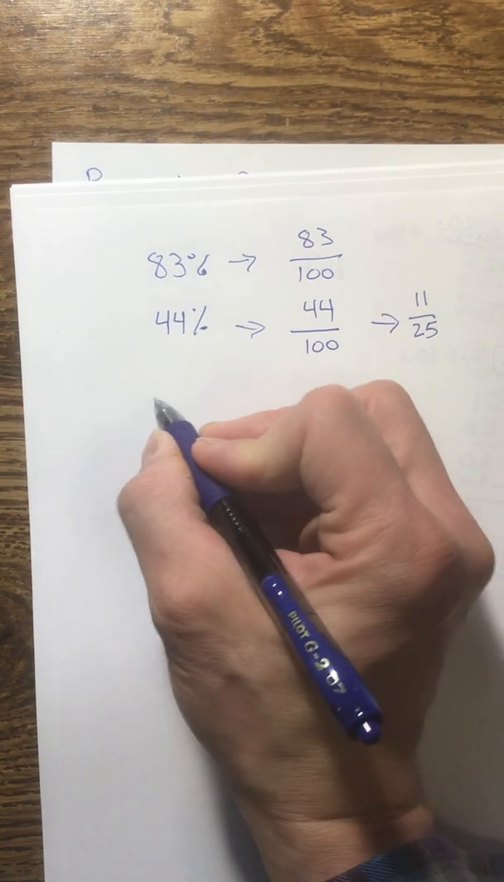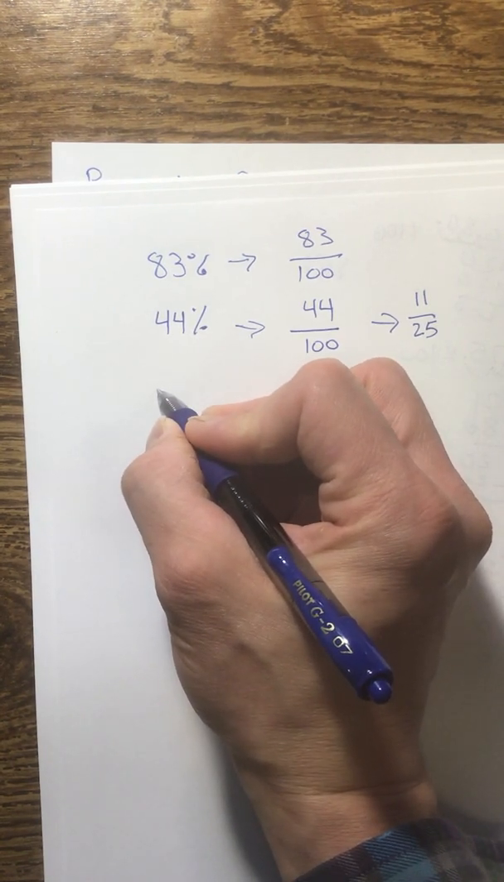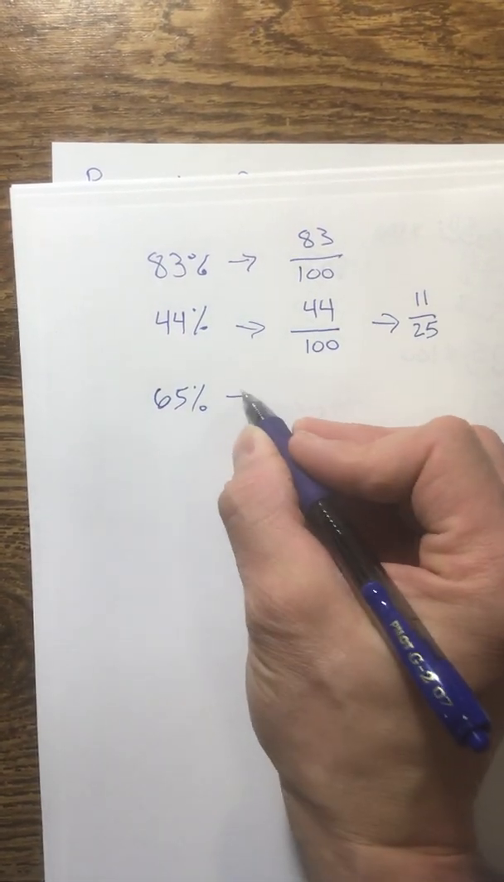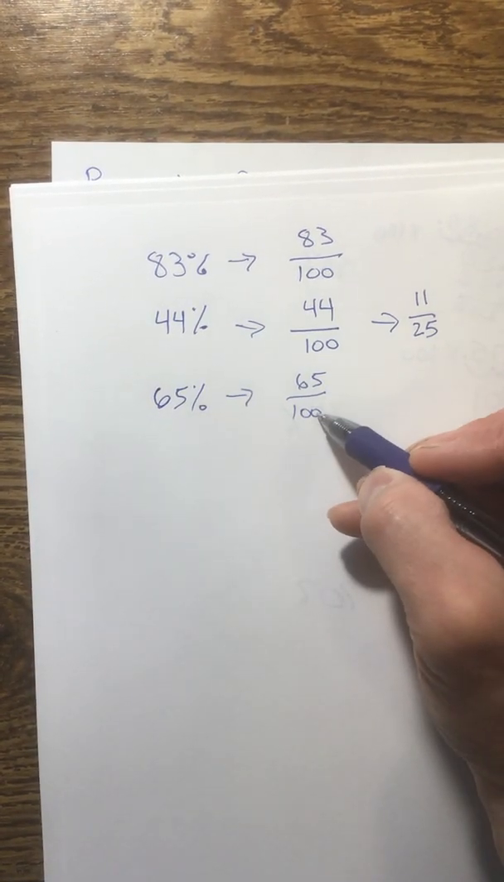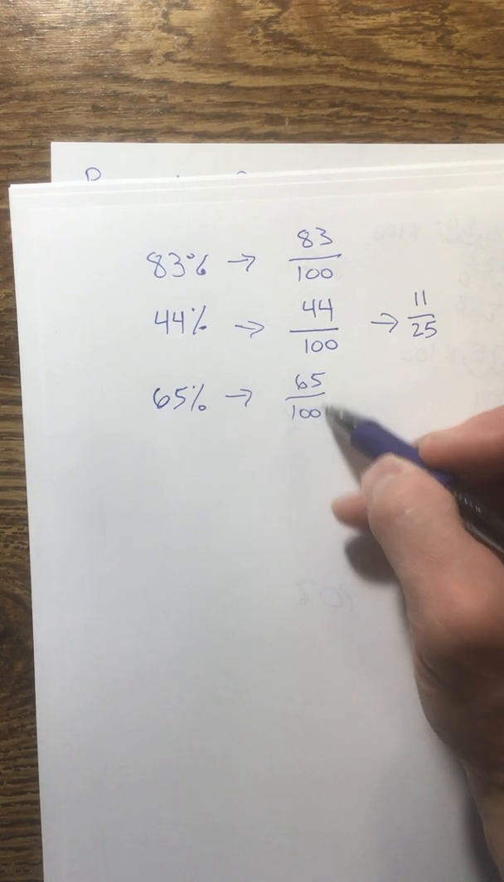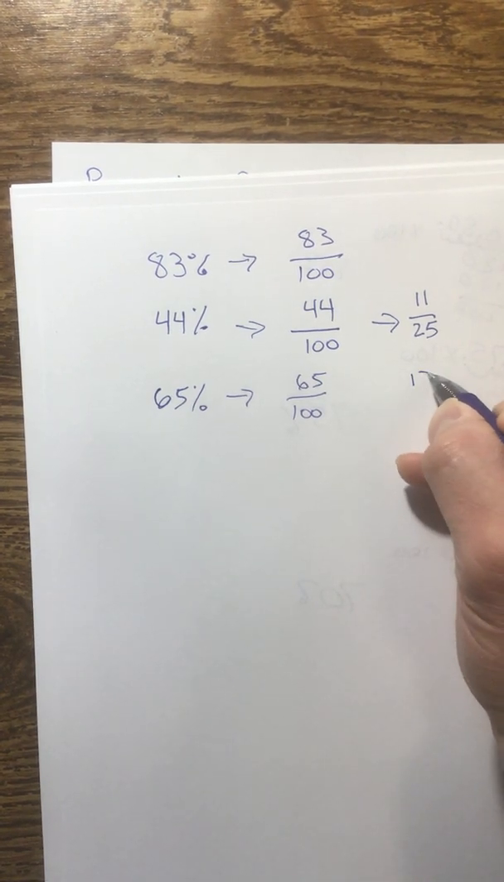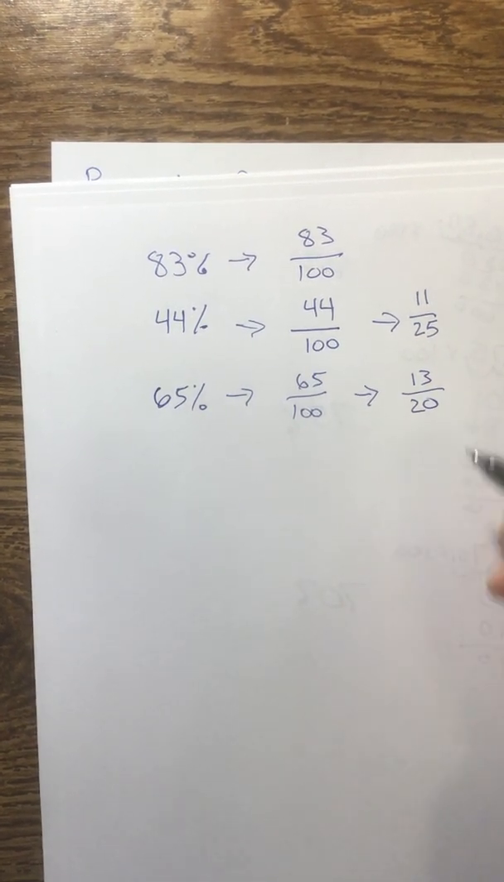Let's do one more. How about 65%? All right. So again, you just put it over 100, and then you see if you can reduce it. Well, that ends in 0 and that ends in 5. So that at least tells me I can divide by 5, right? 65 divided by 5, I happen to know is 13. And 100 divided by 5 is 20, so 13/20. So that's how you take a percent and turn it into a fraction. You start by just putting it over 100, and then you see, can you divide it down to something else?